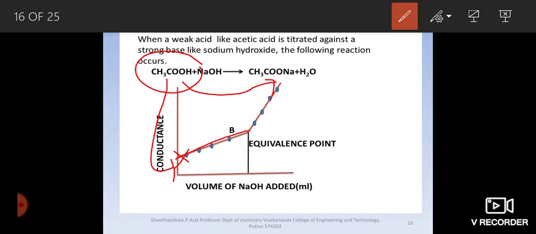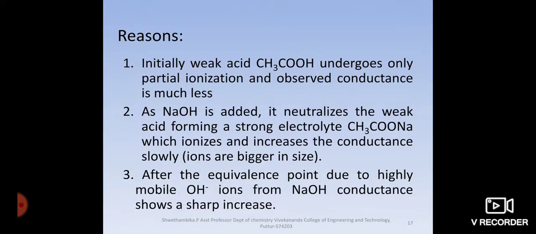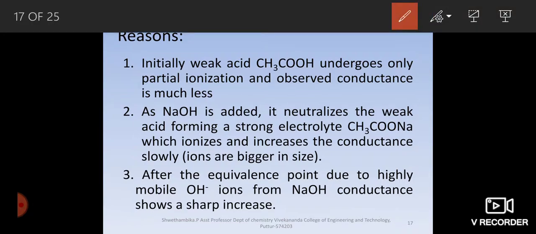And the next line after the point B is due to the hydroxyl ions, like the previous case. So here only two new things to study. One is the neutralization reaction, another is why the initial conductance value is low and then slightly increases. Due to the slow ionization of acetic acid, conductance is low, then formation of sodium acetate would increase the conductance. The same is stated here as reasons, drafted so that it would be easy to rewrite.